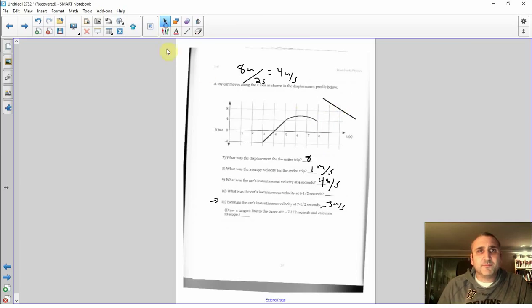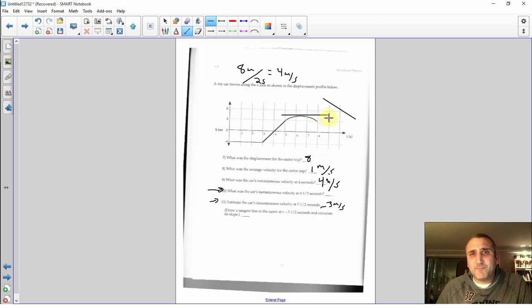But here's the real good question that I wish I didn't skip. Number 10. What's the car's instantaneous velocity at 6.5 seconds? Well, 6.5 seconds looks to me like if I was to draw a tangent line to this thing, it looks pretty flat to me. How about you? So if we're dealing with a flat line that's tangent at 6.5 seconds, what is the instantaneous velocity of something that is a flat line on a position time graph? And I hope you know the answer to that is 0 meters per second.